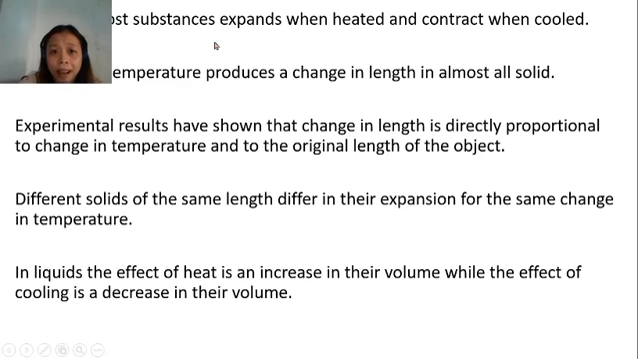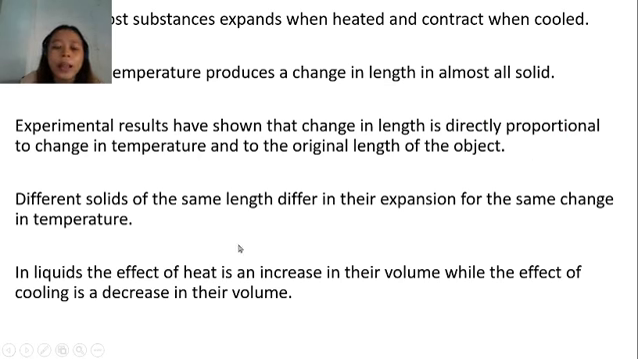Generally, most substances expand when heated and contract when cooled. Contract means they shrink or do not expand. A change in temperature produces a change in length in almost all solids. Experimental results have shown that change in length is directly proportional to change in temperature and to the original length of the object. Therefore, if our temperature rises, the length increases. If our temperature decreases, our length shortens because they are directly proportional.